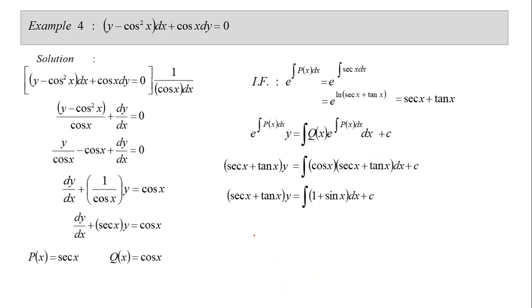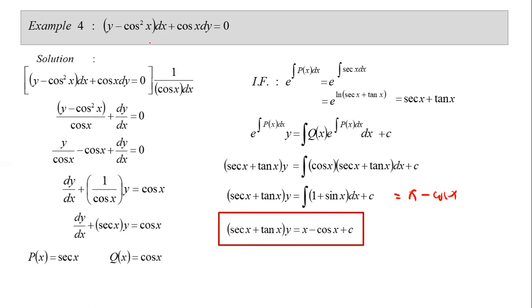And you know that the integral of 1 dx is equal to x, plus, you know that the integral of sine x dx is negative cosine of x. So we shall have secant x plus tangent x times y equals x minus cosine of x plus c. And yeah, this is the general solution of this differential equation.